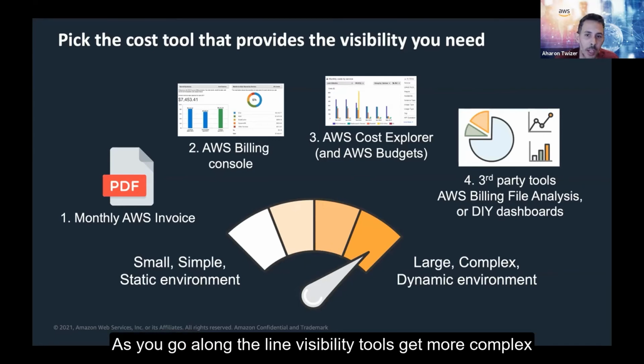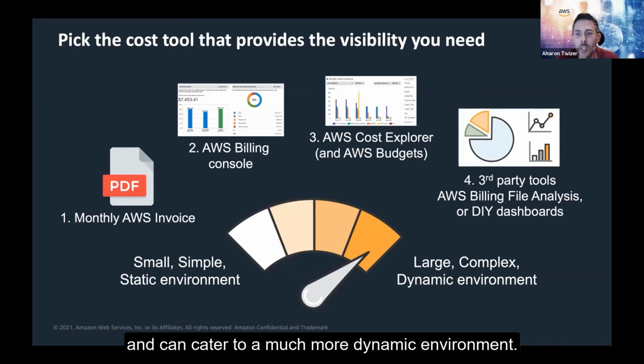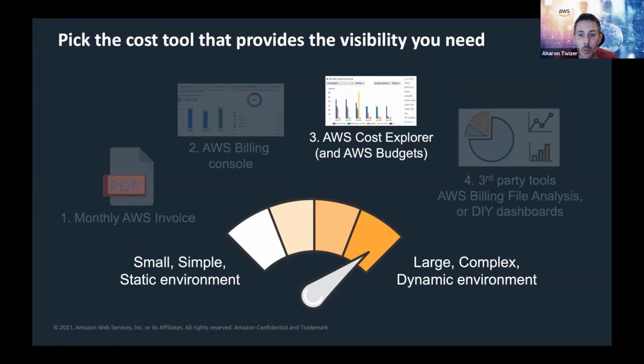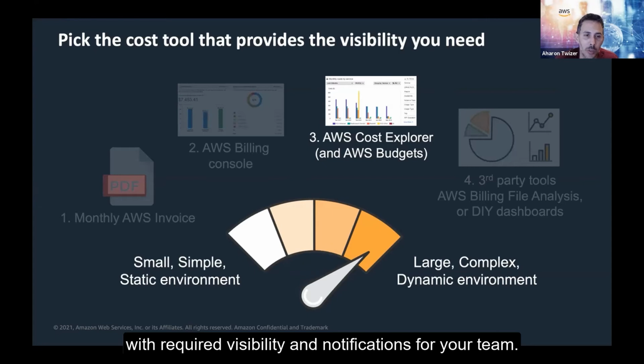As you go along the line, the visibility tools get more complex and can cater to a much more dynamic environment. I recommend to start with number 3, which is AWS Cost Explorer and AWS Budget to provide you with required visibility and notifications for your team.